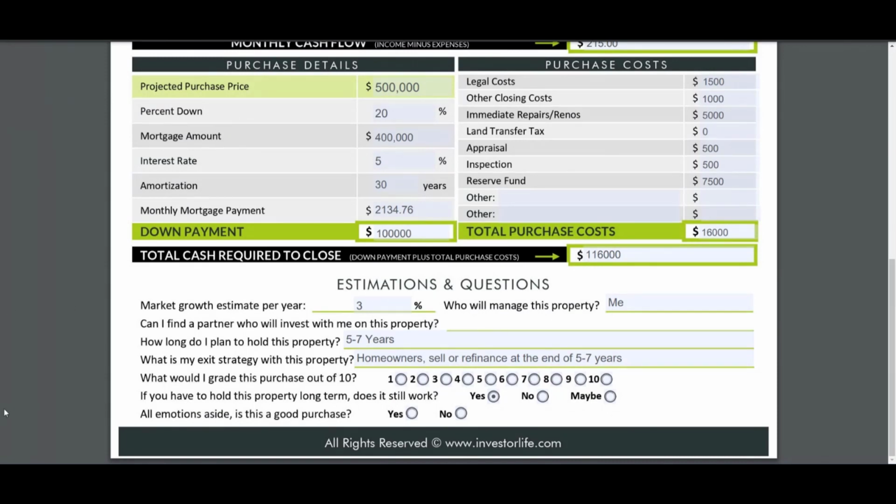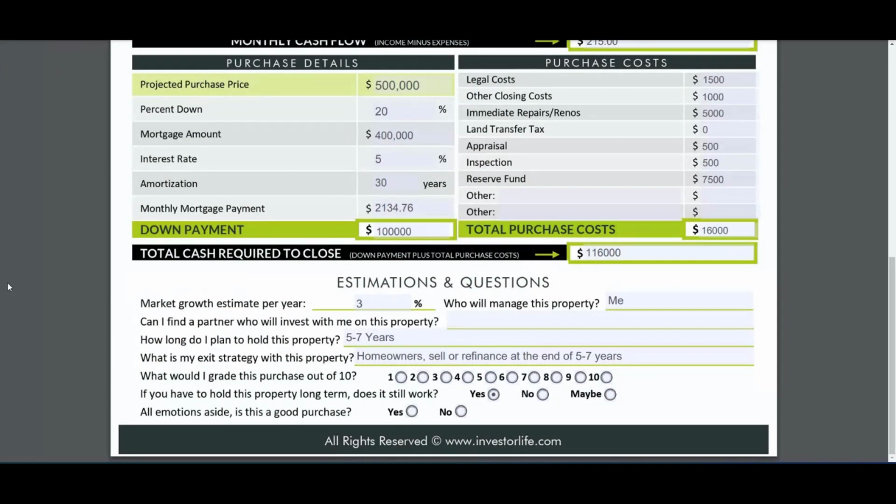Guys, for those of you that are wanting to scale your business, at the beginning of this video, I said here at Investor Life, what we do is we help investors scale their portfolio, scale their business by buying properties using other people's money or not using their own money. It doesn't matter who you are. You eventually run out of your own money when it comes to buying properties. So that's where partnering with others, bringing in investors to buy properties with you becomes a very good strategy to use. So that's where we would answer this question: can I find a partner who will invest with me on this property?